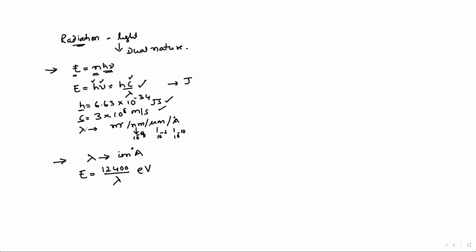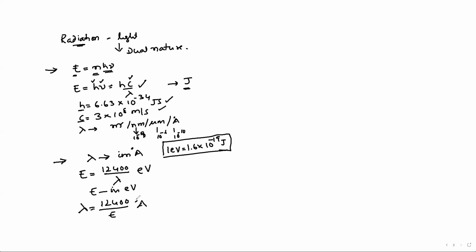Substituting all these values, we get this. Whatever result you get in joule, we convert into electron volt. And remember, 1 electron volt is 1.6 into 10 power minus 19 joule. This is a very important unit for energy. Similarly, if energy is given in electron volt, the wavelength corresponding to this is given by 12,400 by E, and you get the wavelength in angstroms.